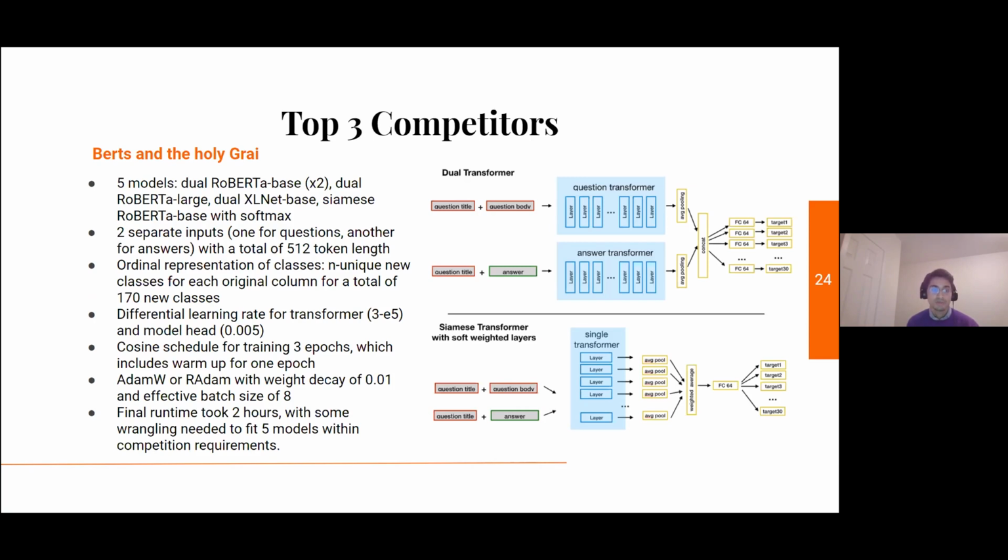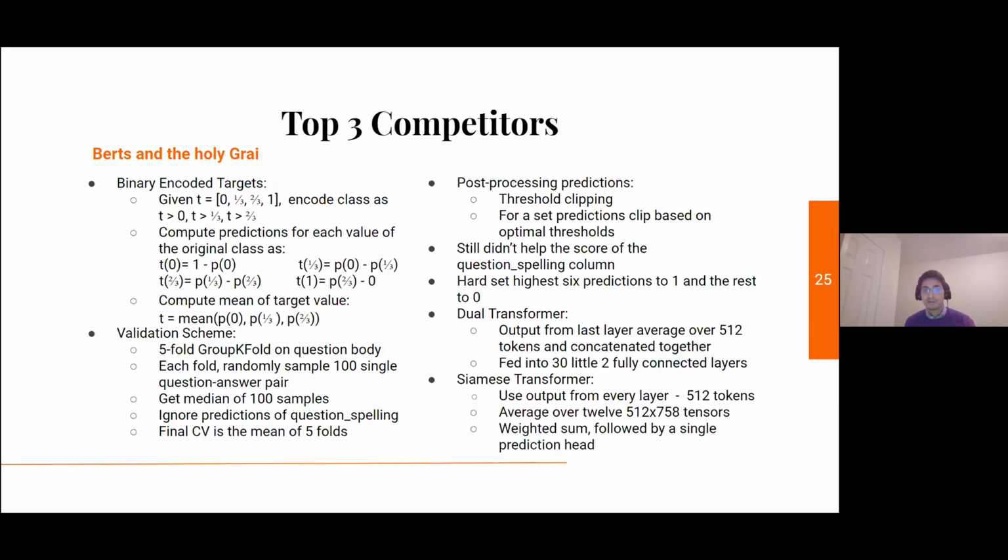Their final runtime was 2 hours with some wrangling, as mentioned earlier, to fit 5 models within the competition requirements. So they also had 3 key tips when they were training their model. So they used binary encoded targets. So that basically means for a given class, for a set of unique values, they encoded the class as t greater than a particular unique value.